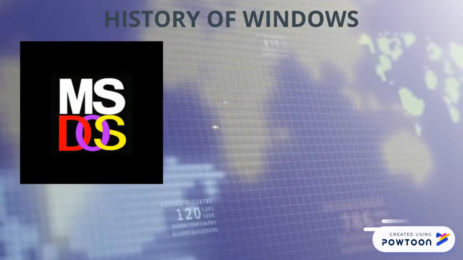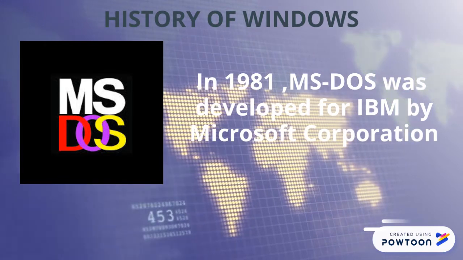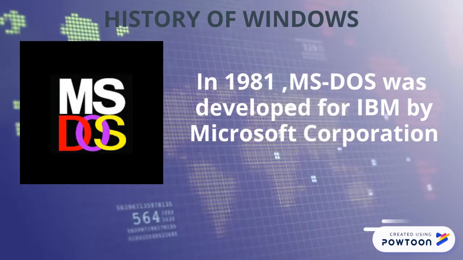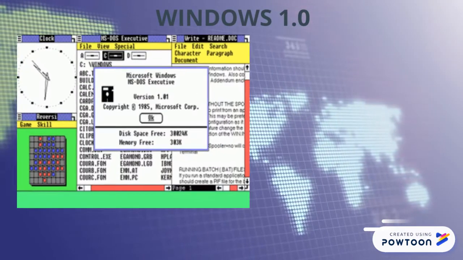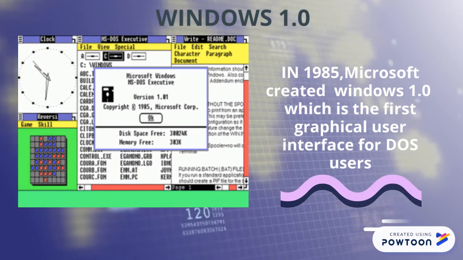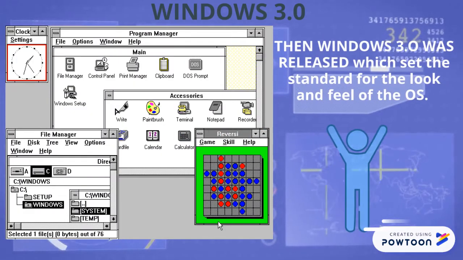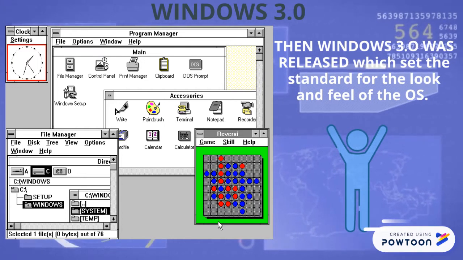Next we will talk about Windows. In 1981, Microsoft Corporation built MS-DOS to be used as a standard OS in IBM-compatible PCs. Then Microsoft created Windows 1.0, which is the first graphical user interface, which allowed DOS users to visually operate the virtual desktop. Then Windows 3.0 was released, which set the standard for the look and feel of the OS.